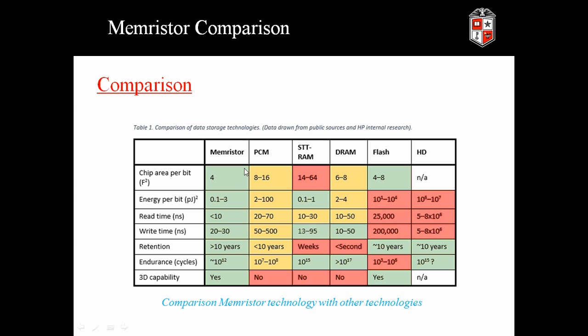This is the comparison of the memristor with other memory technologies. As you can see, in all the areas, the chip area, energy consumption, read and write times, retention, endurance, 3D capability, the memristor has better features compared to other present memory technologies like phase change memory, STT RAM, dynamic RAM, flash, and hard disk. And these results are taken from HP internal research and some public researchers.